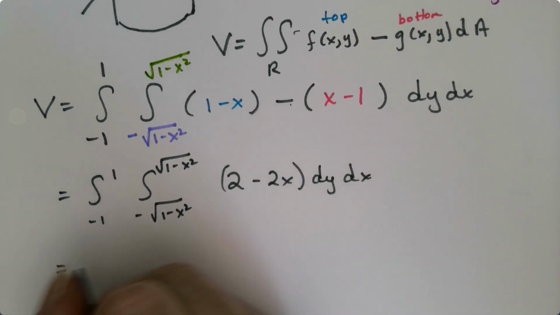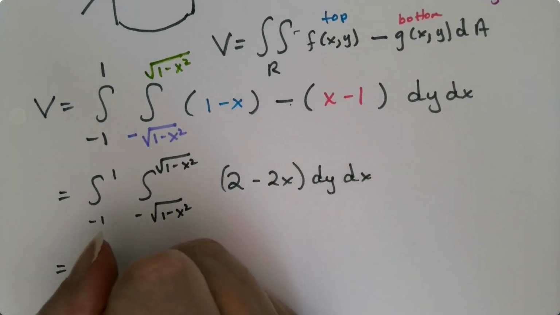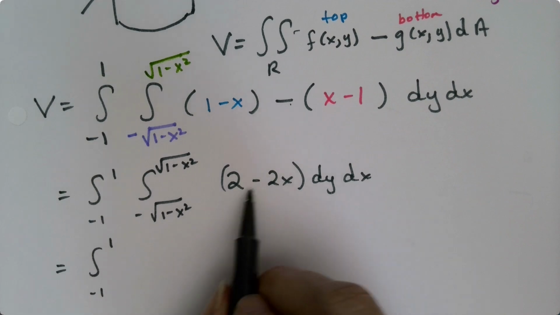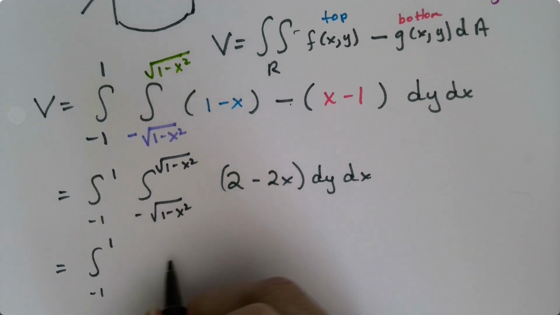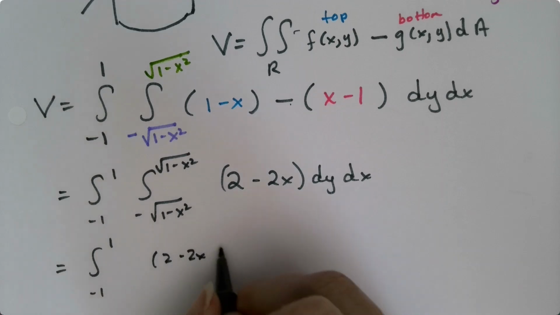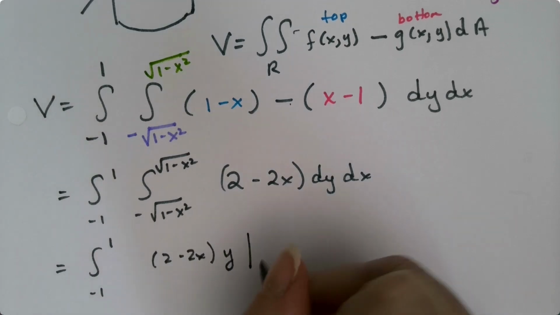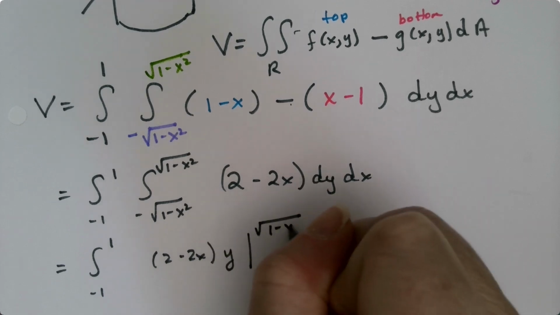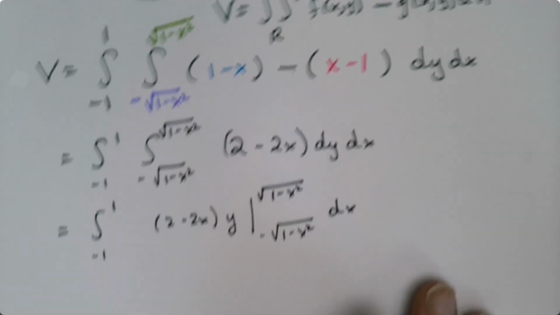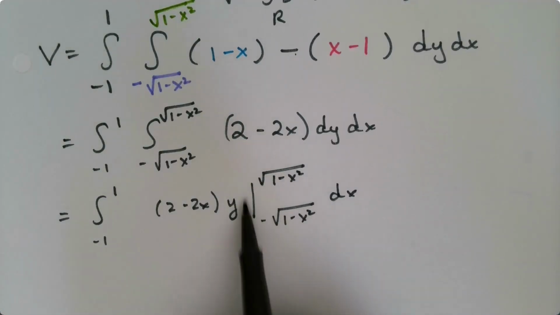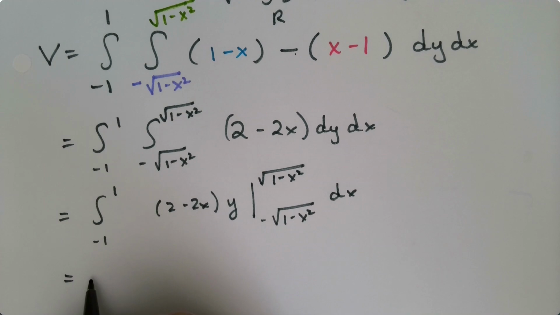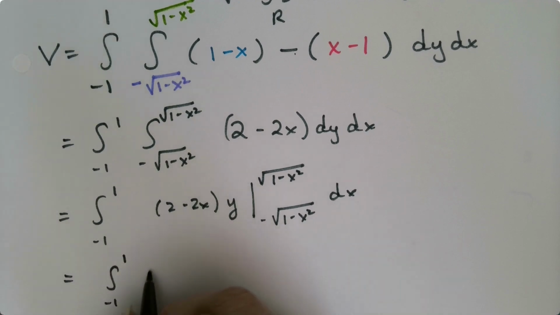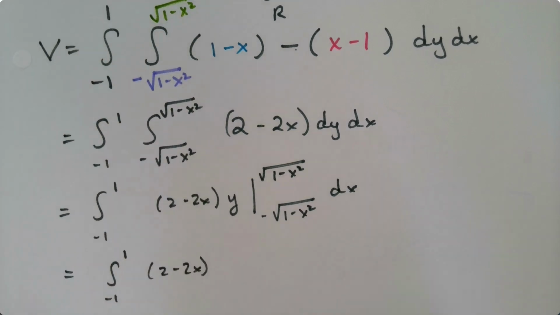So then, that's the integral from negative 1 to 1 of the integral with respect to y of this, which is just 2 minus 2x times y. And we're going to take that from the negative square root of 1 minus x squared to the positive square root of 1 minus x squared. So then we plug in the square roots. So this is negative 1 to 1. 2 minus 2x just still sits there.